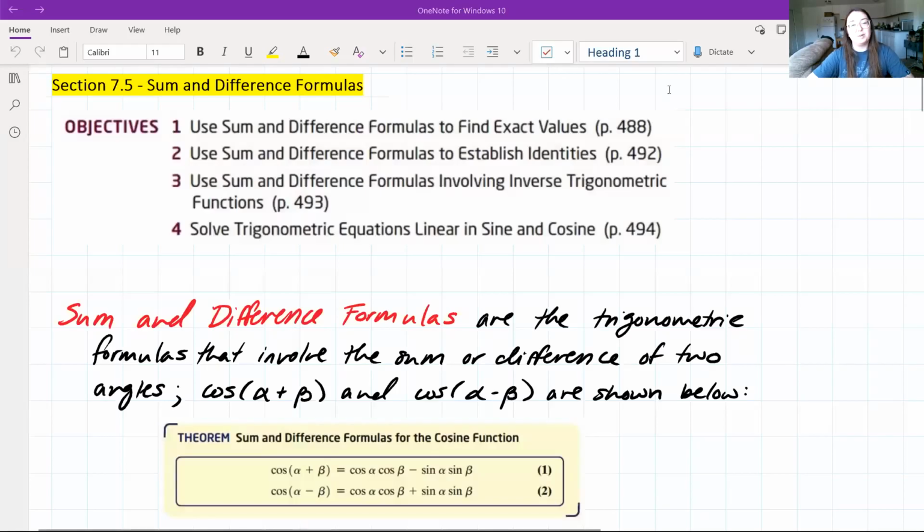Hello everyone, we're going to be doing section 7.5, which is on the sum and difference formulas. So we have four objectives in this section. One, we want to use sum and difference formulas to find exact values. Two, use sum and difference formulas to establish identities. Three, use sum and difference formulas involving inverse trigonometric functions. And four, we want to solve trigonometric equations linear in sine and cosine.